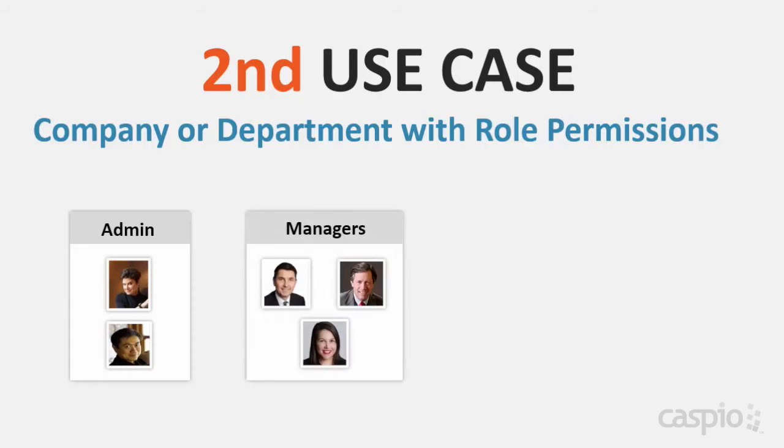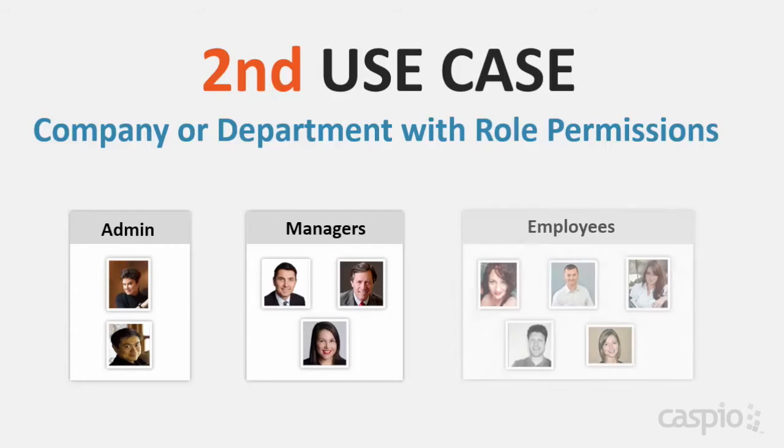The second is a manager role, and managers will have the ability to, let's say, edit and insert new records. And finally, we have an employee level role, and usually an employee level role is the lowest rank. And for our employees, maybe we want to give them access to just read the data without having any editing privileges. So let me show you how we can set this up inside Caspio.